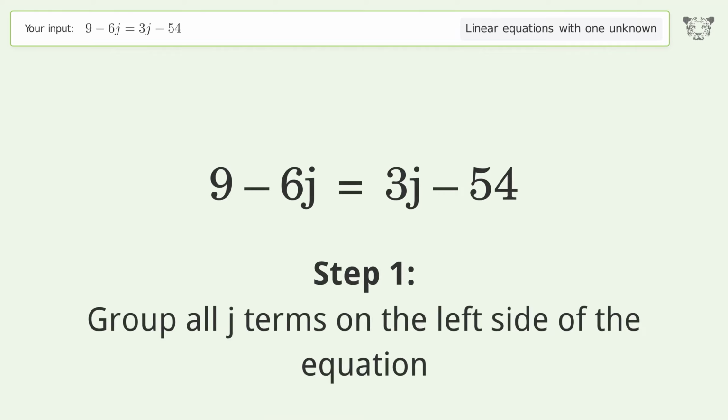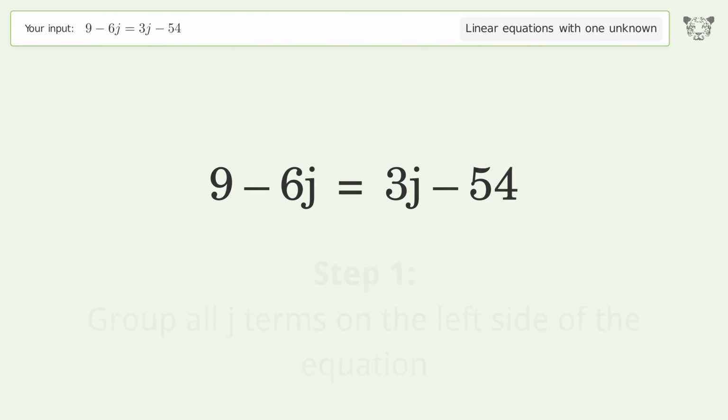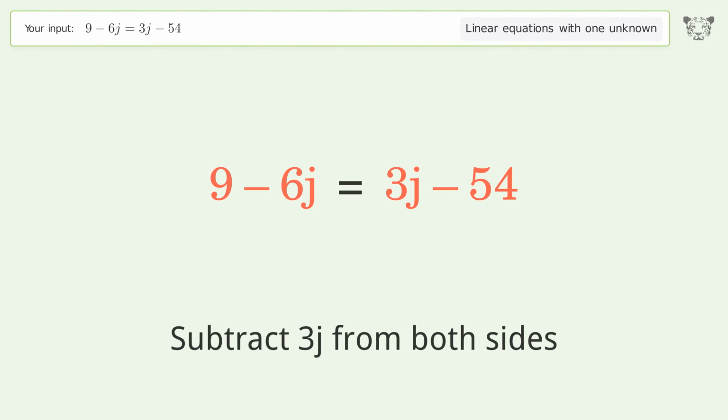Group all j terms on the left side of the equation. Subtract 3j from both sides. Group like terms. Simplify the arithmetic. Group like terms. Simplify the arithmetic.